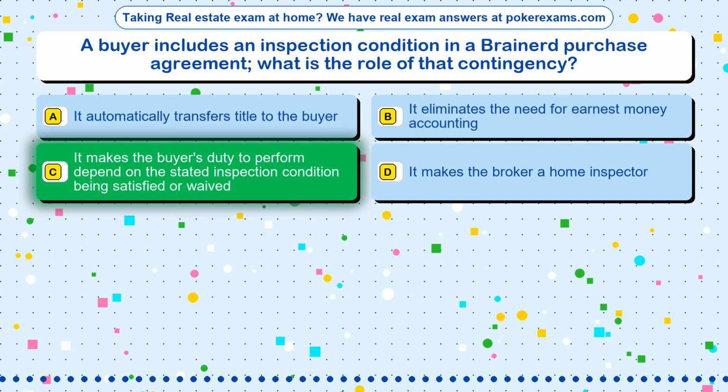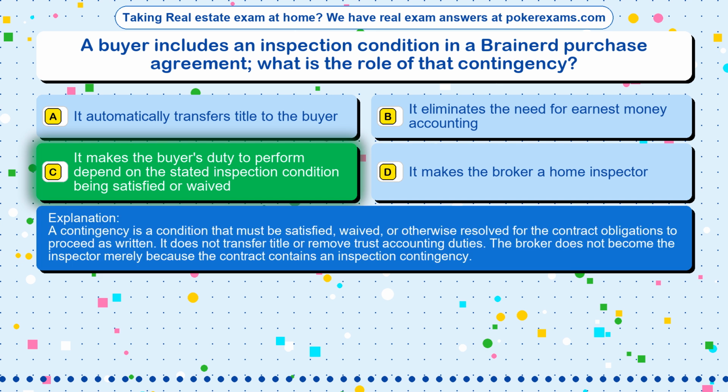The correct answer is option C. It makes the buyer's duty to perform depend on the stated inspection condition being satisfied or waived. A contingency is a condition that must be satisfied, waived, or otherwise resolved for the contract obligations to proceed as written. It does not transfer title or remove trust accounting duties. The broker does not become the inspector merely because the contract contains an inspection contingency.